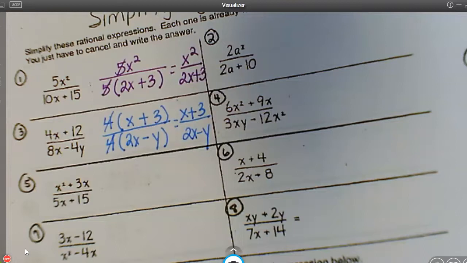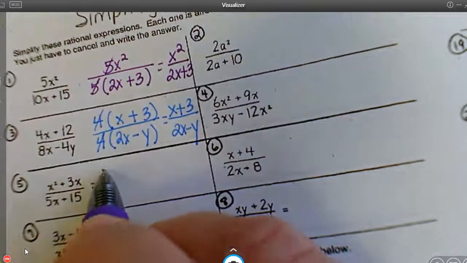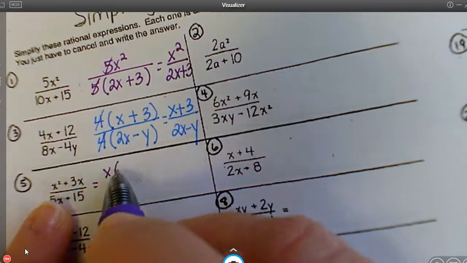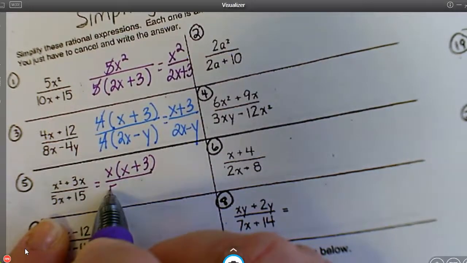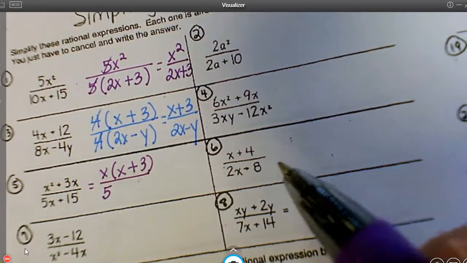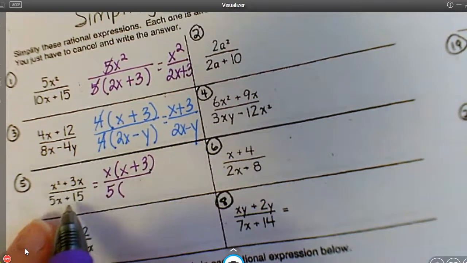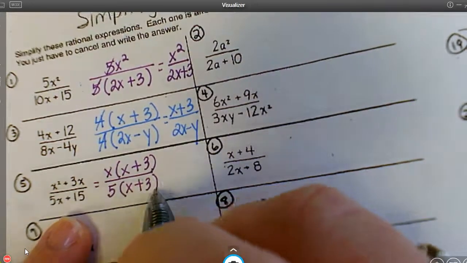We're going to look at a few more. Number 5. On number 5, notice on the top, there's an x in common. So I can factor out an x on the top, which just means I get rid of an x on each of those, so that's x plus 3. On the bottom, there's a 5 that is the greatest common factor between the 5x and the 15. Let's see what we have left when we divide that. 5 divided by 5 is just a 1. 15 divided by 5 is 3. Looks like we're left with x plus 3.